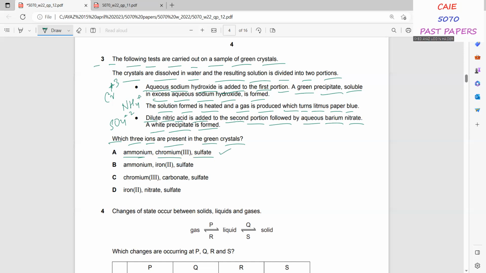Let's read the other choices. Ammonium, iron 2, sulfate. This is wrong because we don't have iron 2. Chromium 3, carbonate and sulfate. We don't have carbonates. This is also wrong. Last one, iron 2, nitrate and sulfate. We don't have any nitrate ion. So this is also wrong. Only A is the right answer.